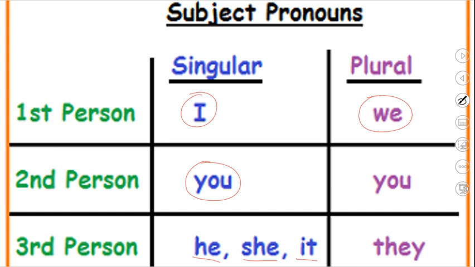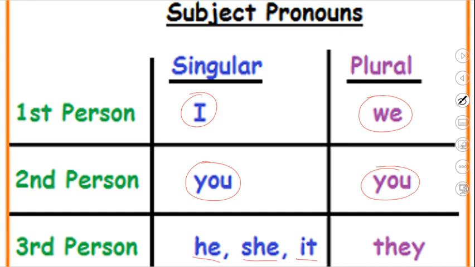However, the singular second person you, as in you one student, stays the same when it's plural. So if you're talking to one person and you're saying you, or you're talking to more than one person and you're saying you, you're not going to say use. You're just going to say you. It stays the same.